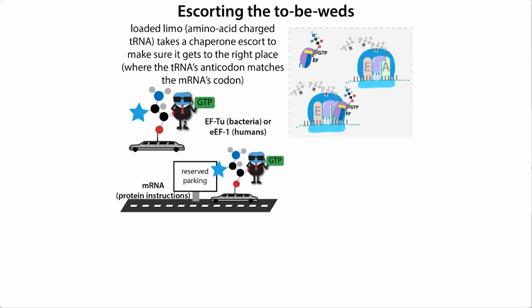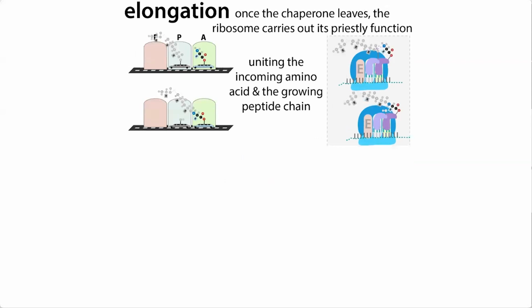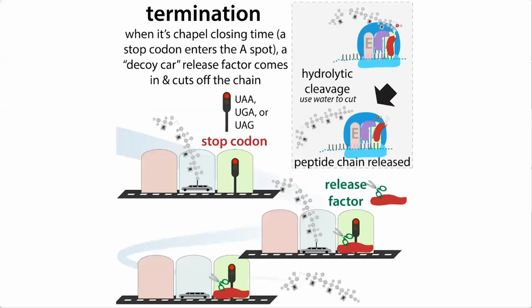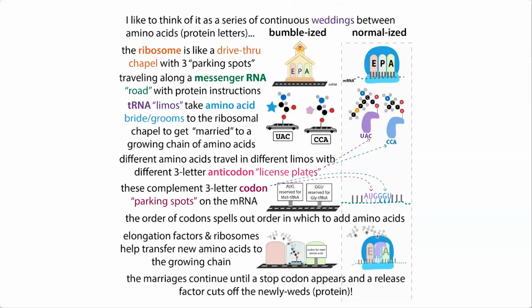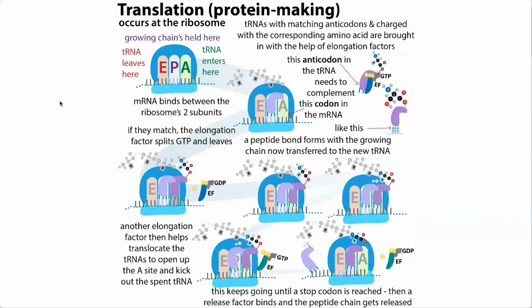So we have our IF2 or our EF1. They're going to know where to park because they're going to have their parking spots specified by the mRNA's codons. And it's going to match the limo's license plate. You're going to keep doing this, keep adding to that growing chain until it's time for the chapel to close. So the stop codon is going to enter the A spot. It's like our decoy car. Our release factor comes in and it cuts off the chain. So if you want to think about things like that, that's totally cool by me, but also know the actual biochemistry going on behind the scenes.